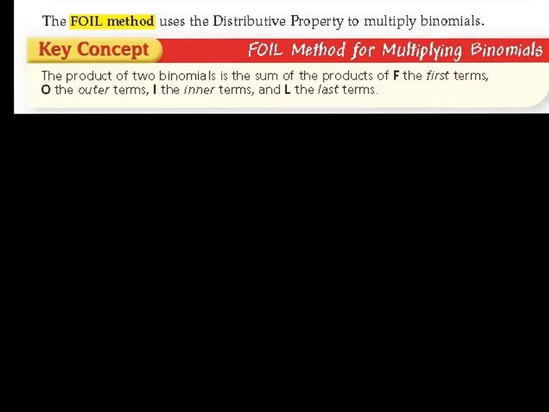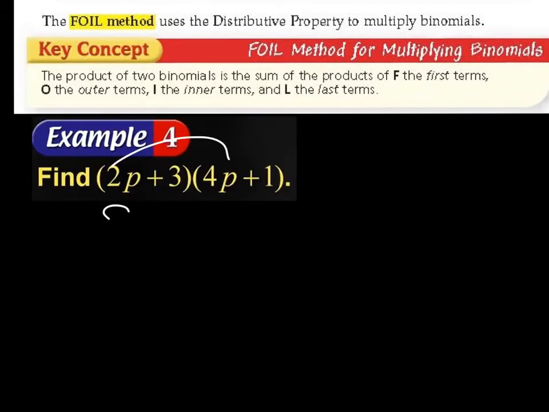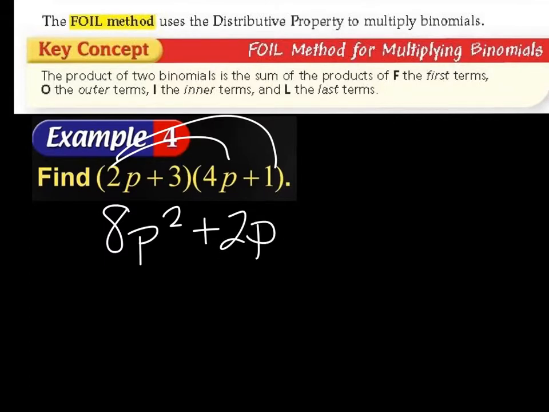When we multiply two binomials, we can use a method called FOIL, which is a step up from the distributive property. So we have the sum of the products of the first terms, outer terms, inner terms, and the last terms. First times first, we've got 8p squared. Outer, or I say first times last, 2p. Inner, second times first, plus 12p.